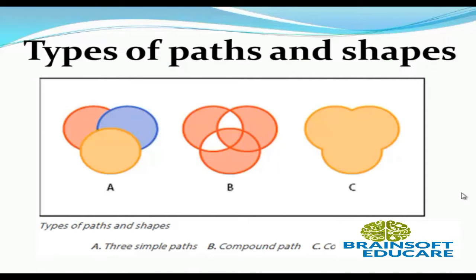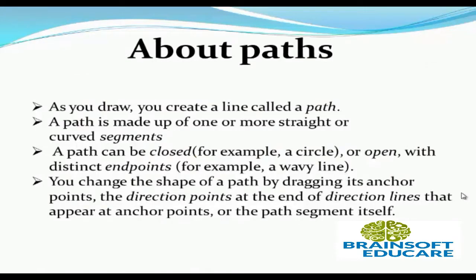Let us talk about path. Our first question is, what is a path? As you draw, you create a line called a path. A path is made up of one or more straight or curved segments. A path can be closed or open with distinct endpoints. A closed path, for example, is a circle, and an open path, for example, is a wavy line.